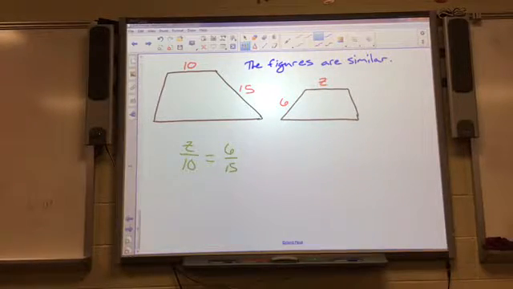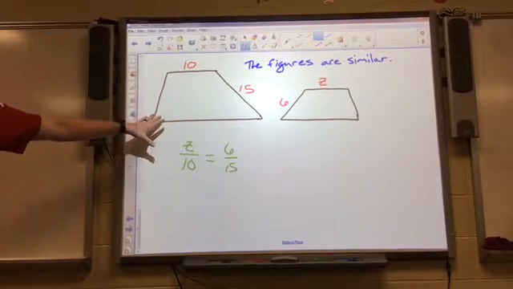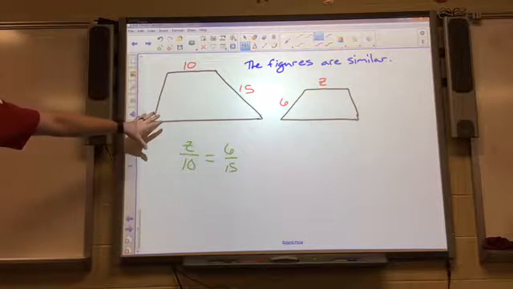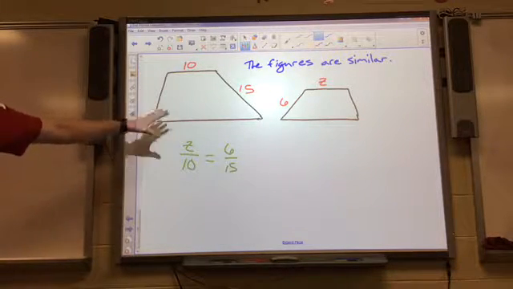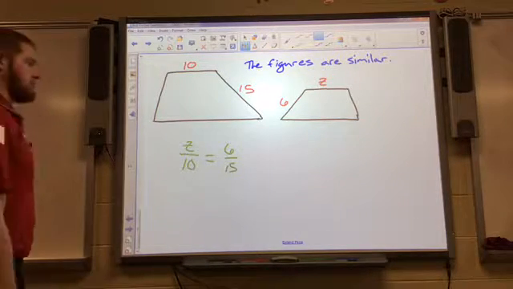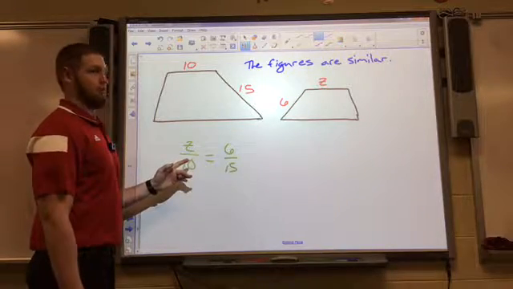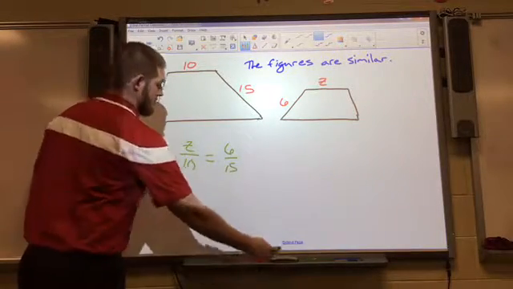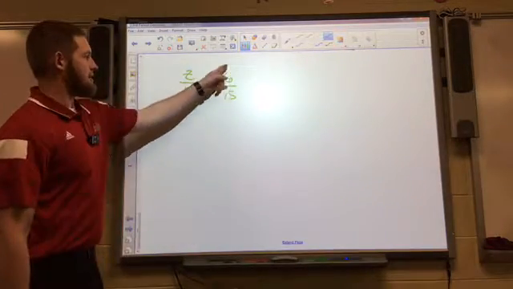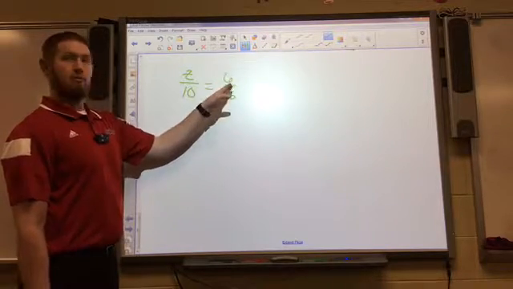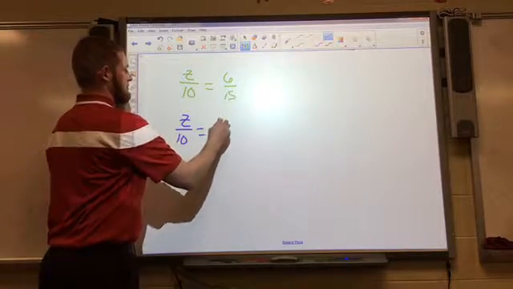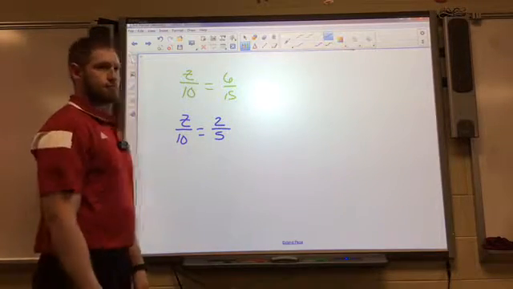Now, this only works if the figures are similar, correct? If the figures are not similar, you can't set up a proportion to solve unless you know more information. So don't just start assuming information just because you have two shapes. You have to make sure they're similar first. Now, back to a couple things we talked about yesterday. First of all, can I reduce vertically this fraction? Yes, I can. So I have Z over 10 equals 2 over 5, right?